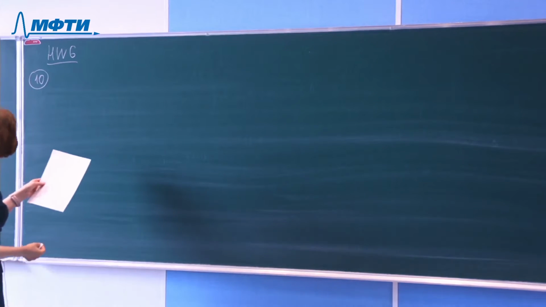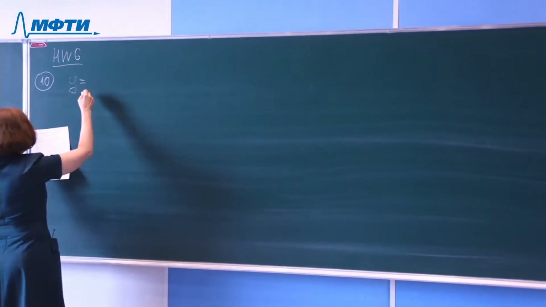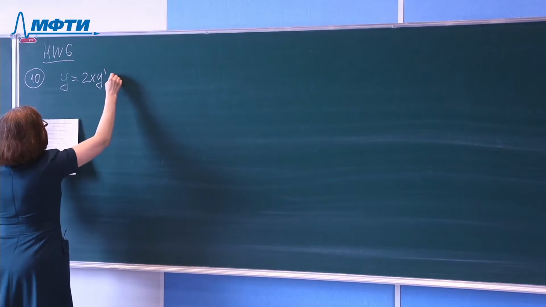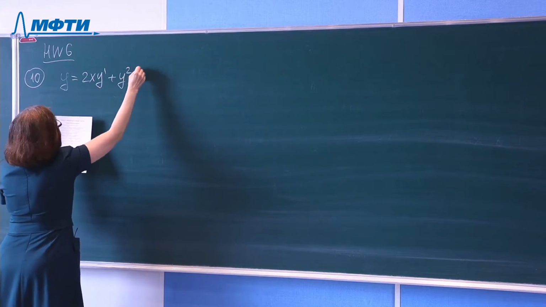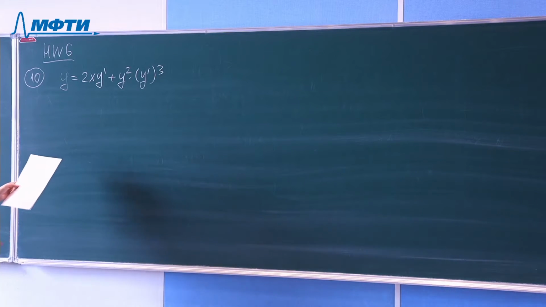Find the general solution of the equation y equals 2xy prime plus y squared times y prime cubed. The general solution of this.